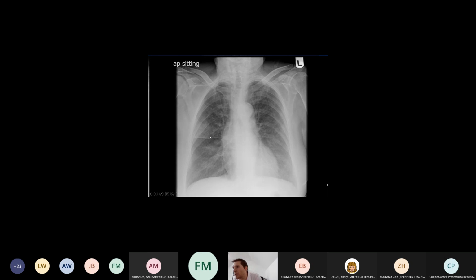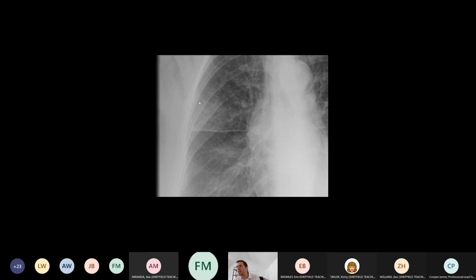This one's a little bit more difficult, but you can see we've got a little bit of white fluffiness here in the periphery of the lung. There's more than just blood vessels there. If I zoom in a little bit, these are not just blood vessels.